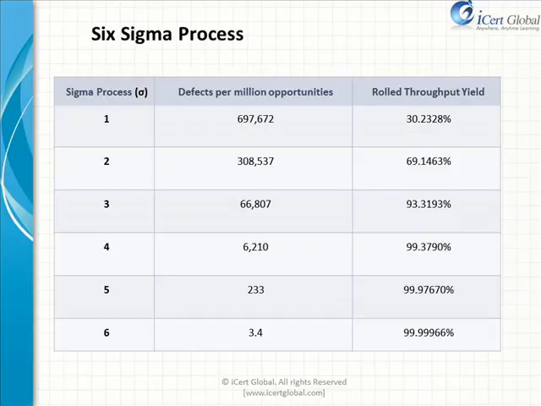Six Sigma process. The table maps the Sigma process with defects per million opportunities and reports on the rolled throughput yield.